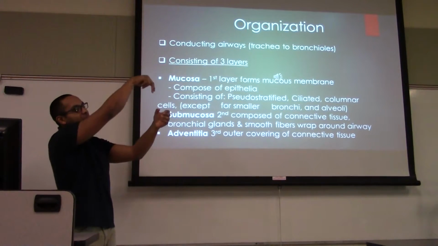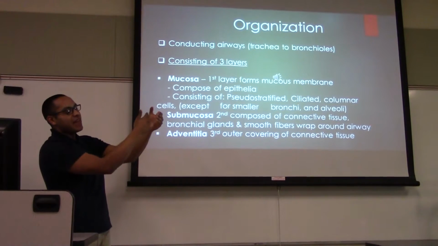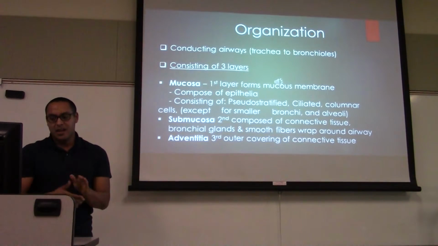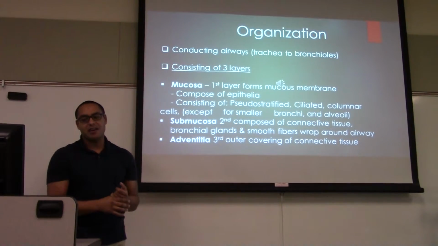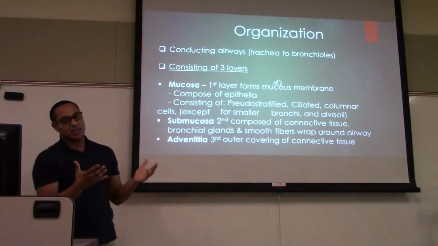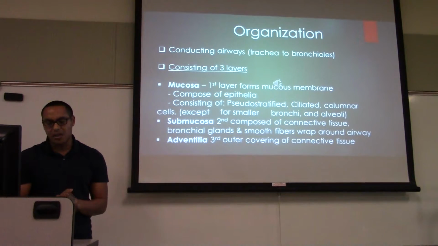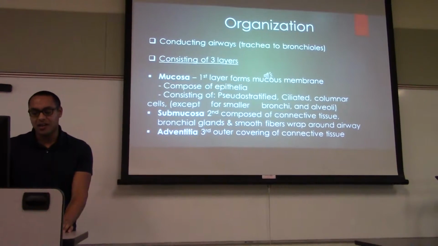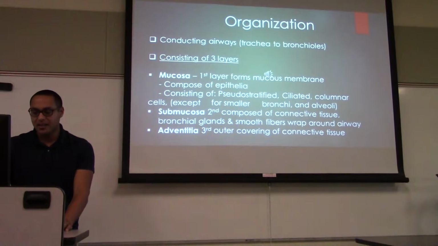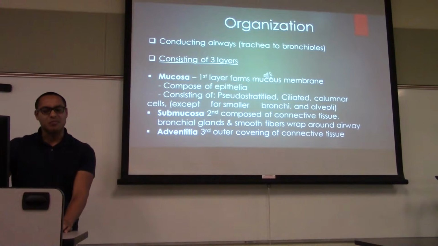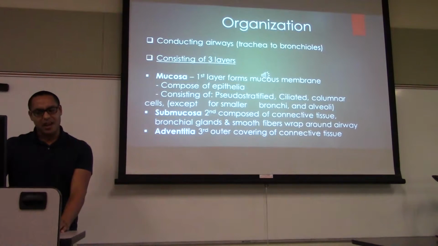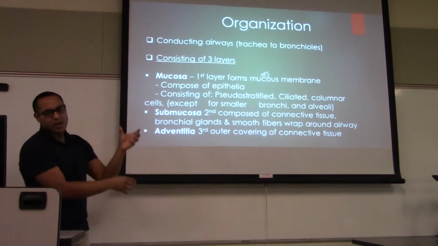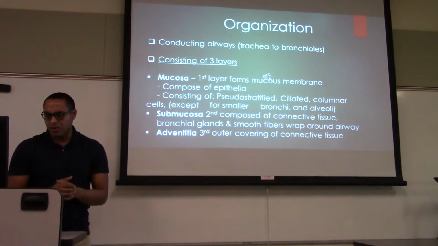If you would put your hand down the trachea and feel the inside of it, that thing you're feeling is actually called the mucosa. The mucosa forms the mucous membrane, and it is composed of epithelia, also pseudostratified ciliated columnar cells, and those are not present in the smaller bronchioles or alveoli. So in the airway, you have pseudostratified, which are multiple layers of tissue. Okay, that's in the trachea and the bronchi.